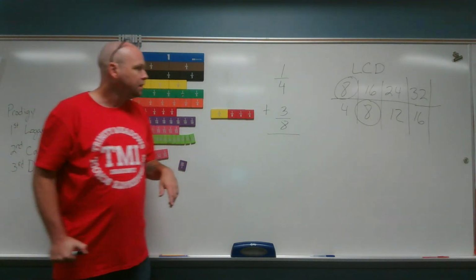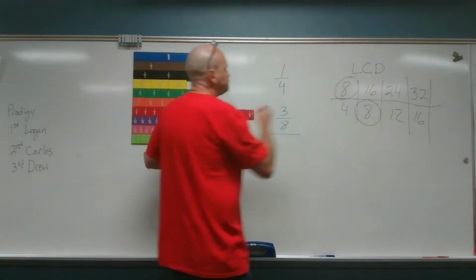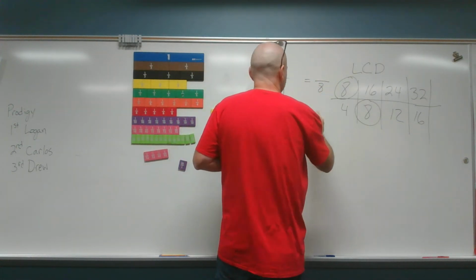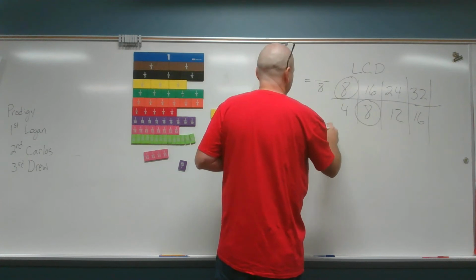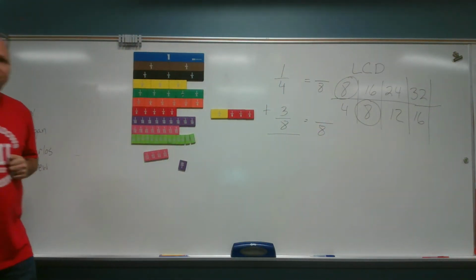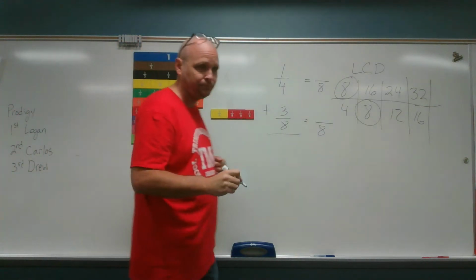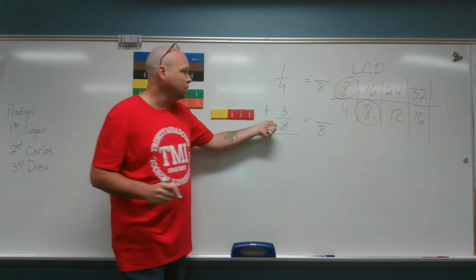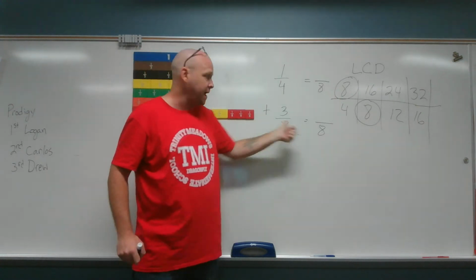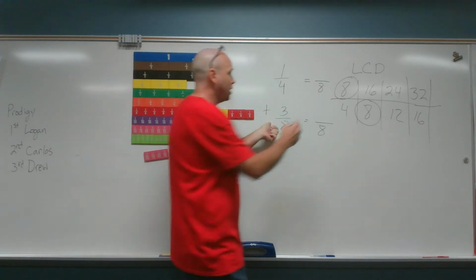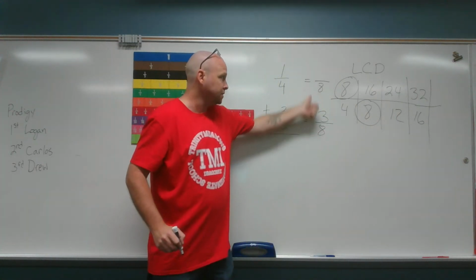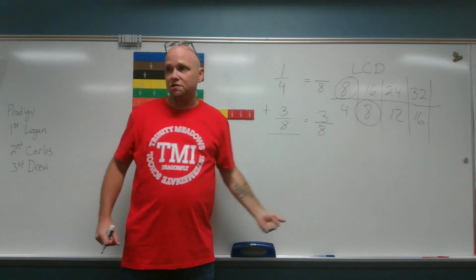Good, good. So now what I need to do is change these fractions so that they both have a denominator of 8, but I can't change the value. The value has to stay the same. So if we look at this addend, 3/8 already has a denominator of 8, so I don't need to mess with that. 3/8 equals 3/8, and I want denominators of 8, but I don't want to change the value.